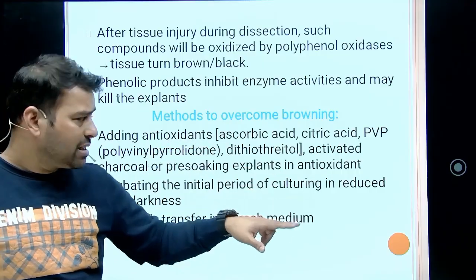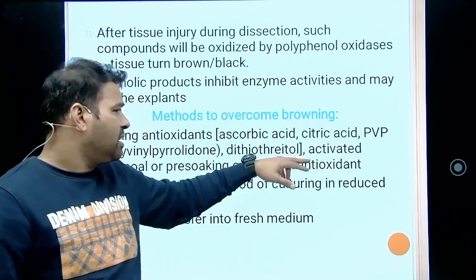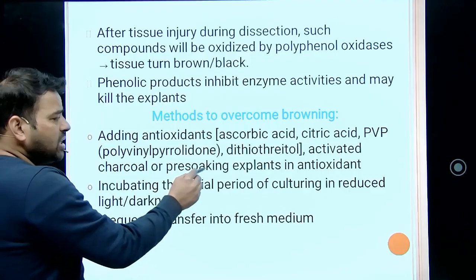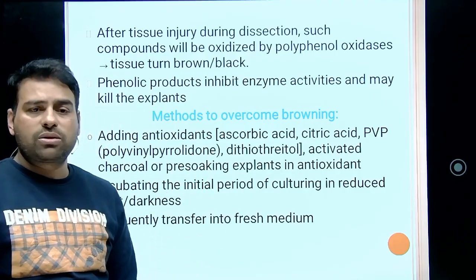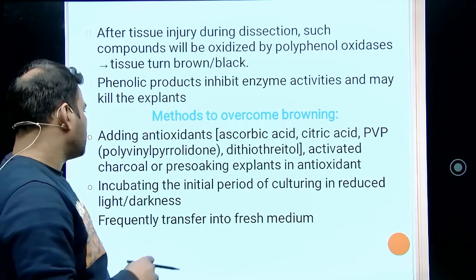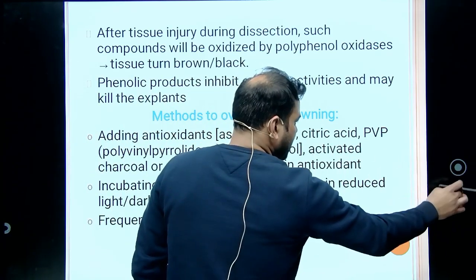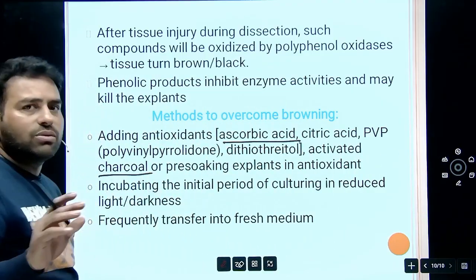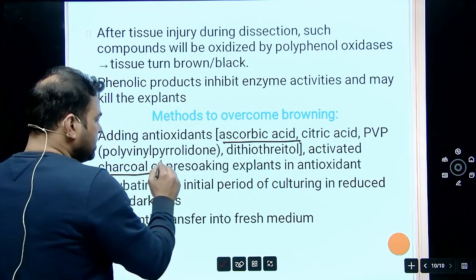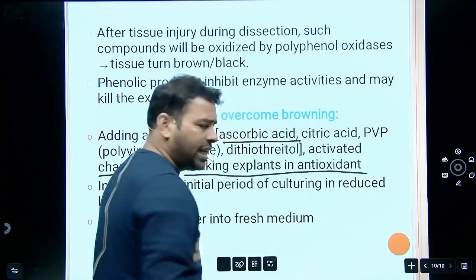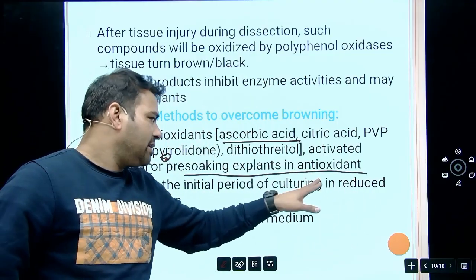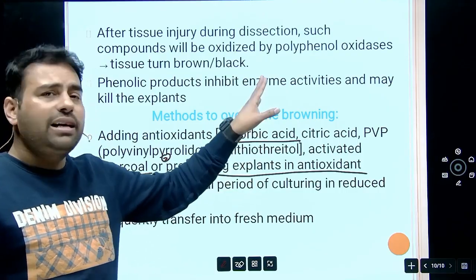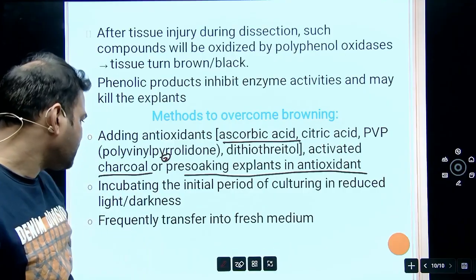We can use chemicals such as citric acid, ascorbic acid, polyvinyl pyrrolidone, and activated charcoal, and pre-soaking the explant in an antioxidant can also be used to overcome this problem. Basically, the major chemicals we use are ascorbic acid, and activated charcoal is commonly used in tissue culture media. The second method is pre-soaking the explant in the antioxidant, which can destroy the free radicals and oxidase, so that browning can be overcome.